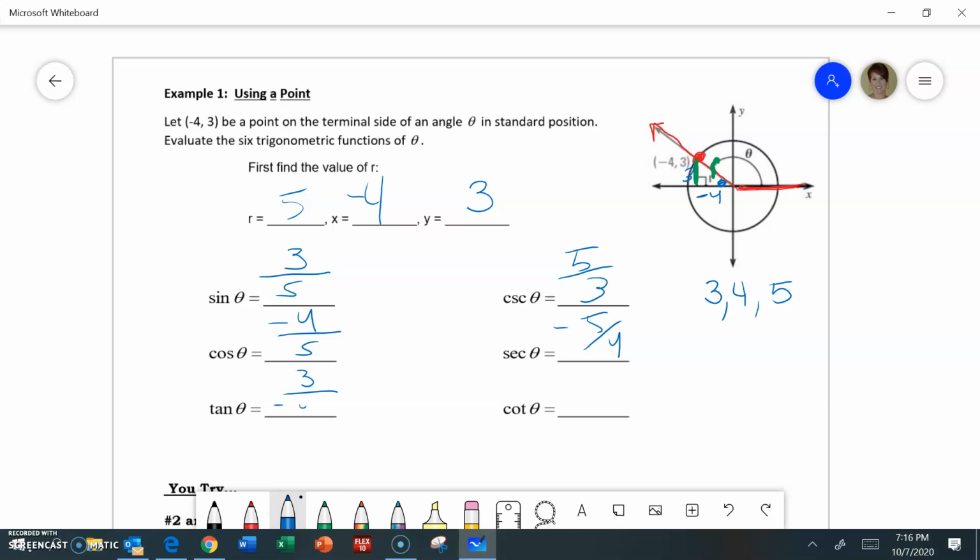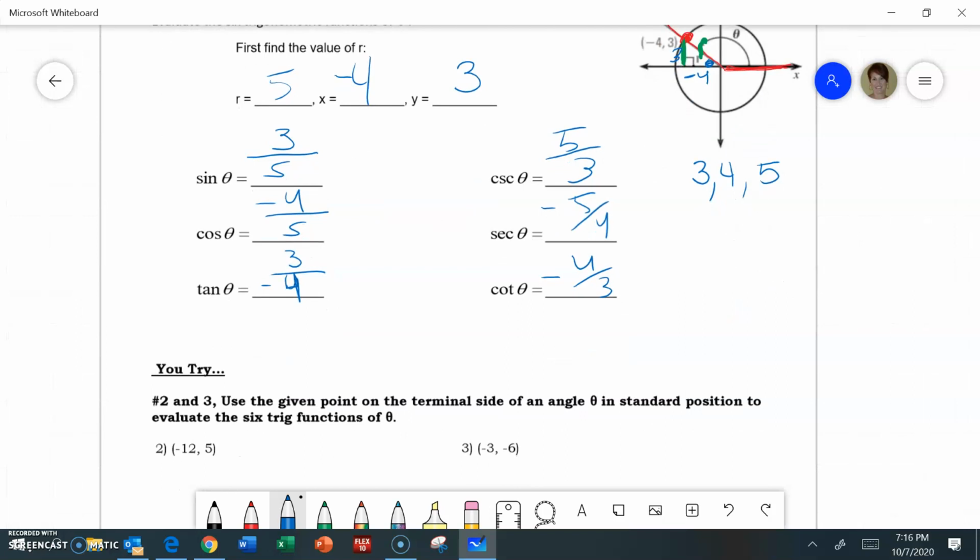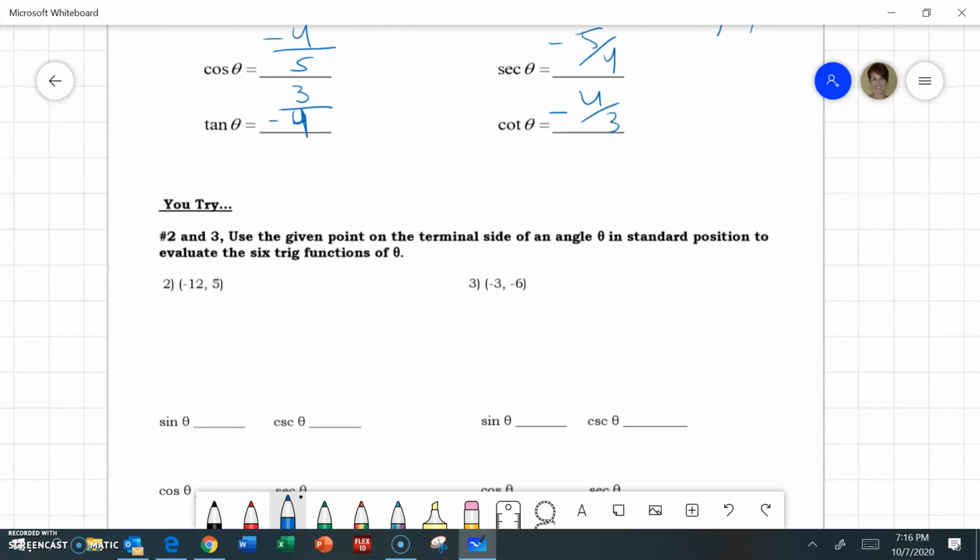So 3 over -4, or -3/4, and so the cotangent is -4/3. So really that's all we're going to do right now with that information from the front. So I highly suggest you pause. I know you won't listen to me, but I would pause, try these two right now on your own, number 2 and 3, and then check back and then push play and make sure you're good.